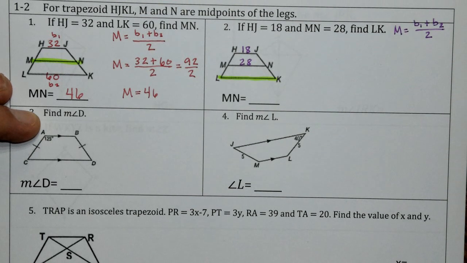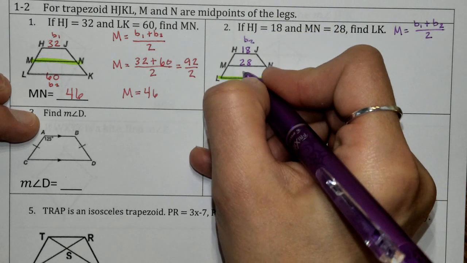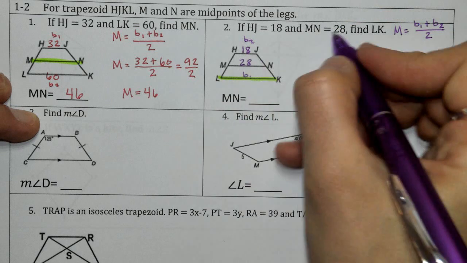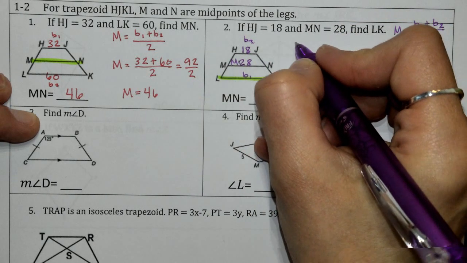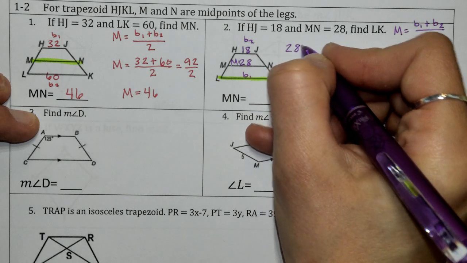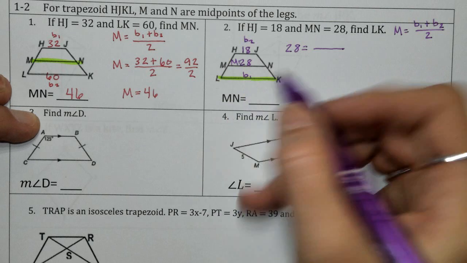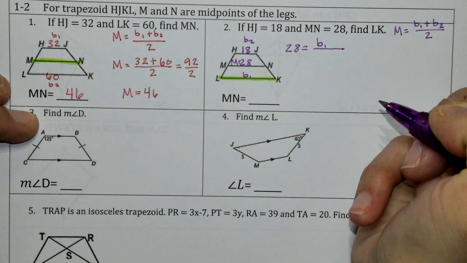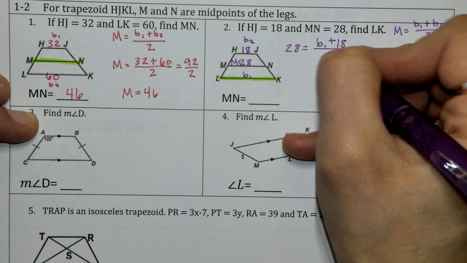Okay, so here I'm going to call this base 2. You'll see why in a second. And this will be base 1. We have M, M is right here, 28. So we're going to set 28 equal to... The reason I put base 1 down here as our unknown is because I like to have my variable first. Then we're going to add the other base, 18, all over 2.